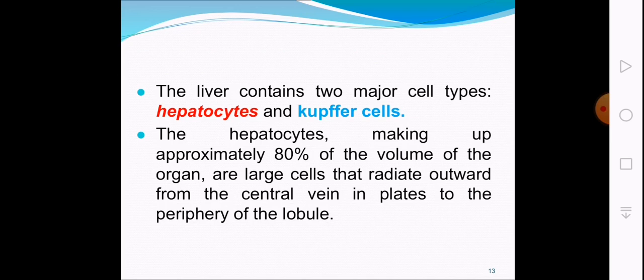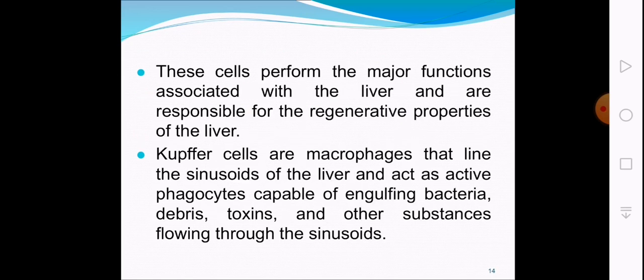والهيباتوسايتس بشكل معظم الويت of the liver, about 80% of the total weight of the liver or total component of the liver، وبتكون centrally and then radiate outward to the central canal اللي هو من المنتصف بعد ذلك بتنتشر للأطراف. These cells perform the major functions associated with the liver and are responsible for the regenerative properties of the liver.